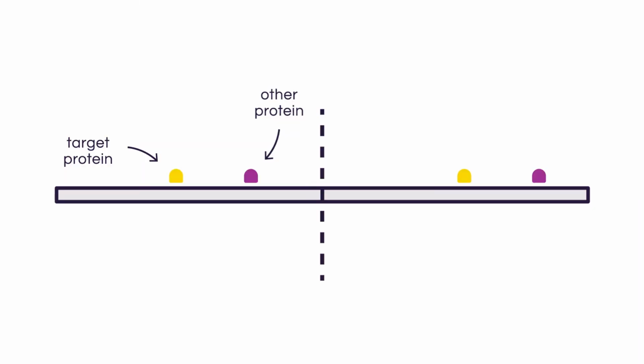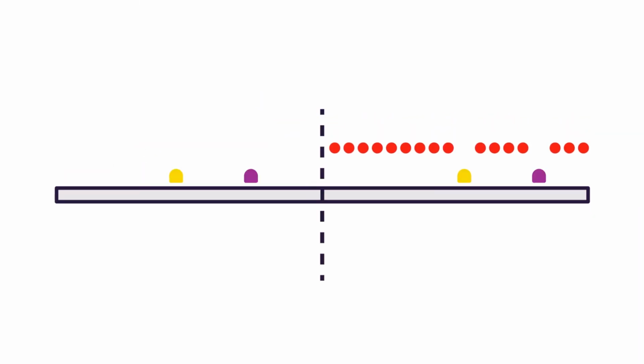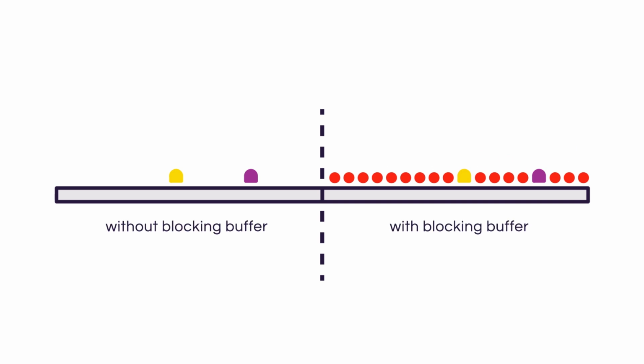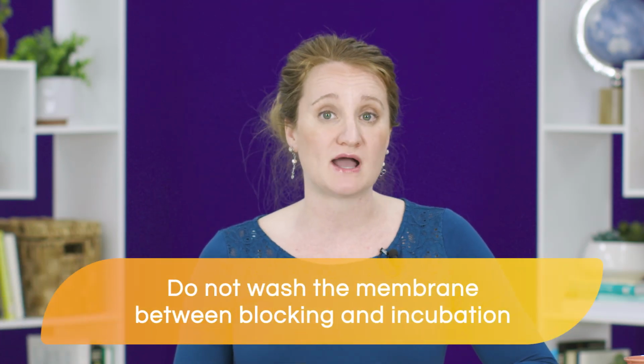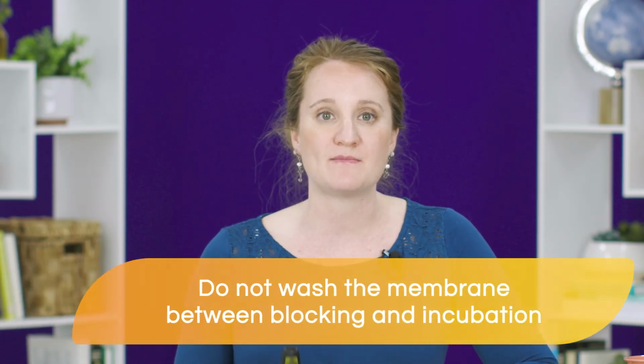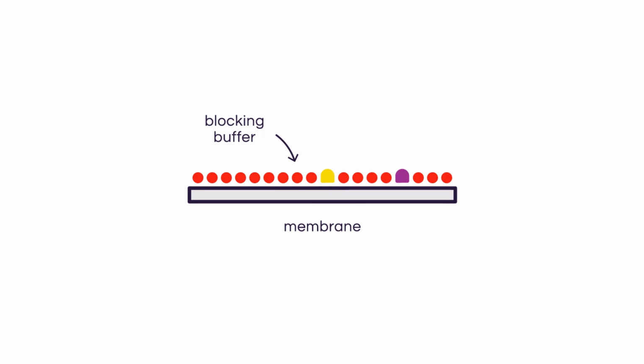As a reminder, blocking the membrane prevents the primary and secondary antibody from non-specifically binding to the membrane and other non-target proteins. Without this step, the primary and secondary antibody would bind to the membrane and increase your background. Now, once the membrane is blocked, it's ready to be probed with a primary antibody. So you don't want to wash your membrane between the blocking step and the incubation with a primary antibody. This wash would remove the blocking agent from the membrane, which would lead to an increase in your background.